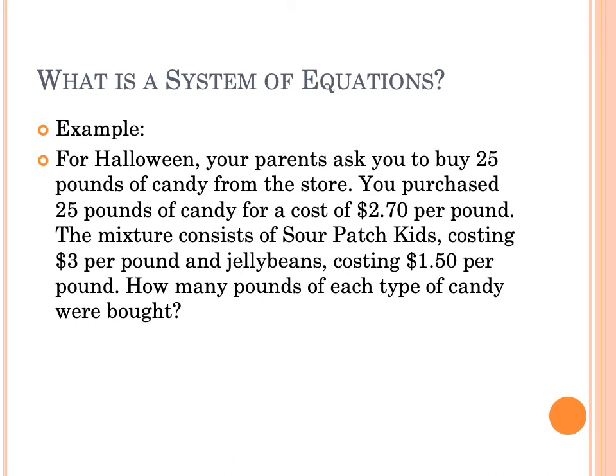I want to start by giving you an example. I'll go ahead and read it. For Halloween, your parents ask you to buy 25 pounds of candy from the store. Now you purchase that 25 pounds of candy for an average cost of $2.70 per pound. The mixture that you got was two candies: one of them was Sour Patch Kids that cost $3 per pound, and the other was jelly beans, costing $1.50 per pound. How many pounds of each type of candy were bought?